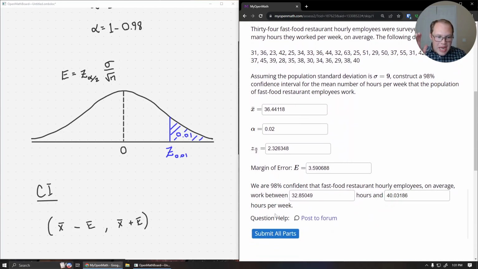So we are 98% confident that fast food restaurant hourly employees, on average, work between 32.85049 and 40.03186 hours per week.